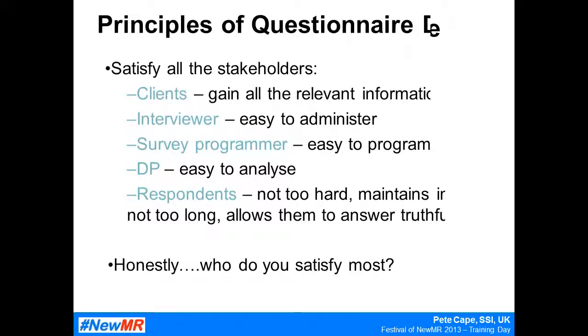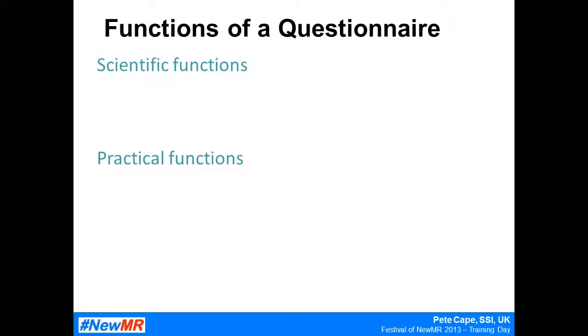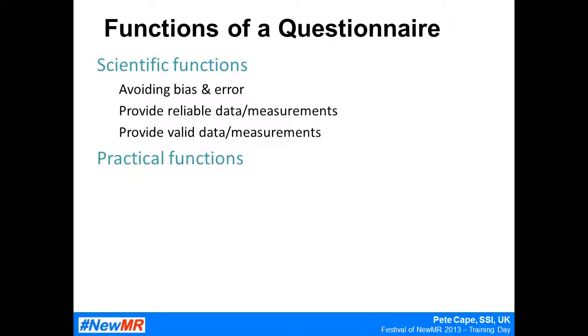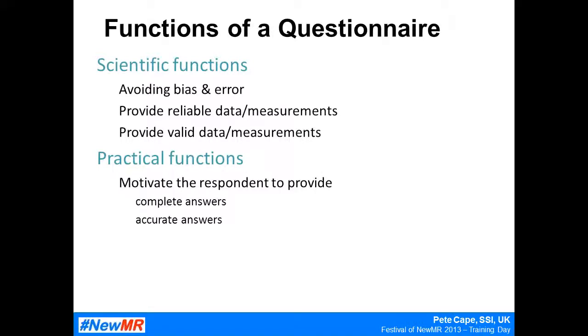Now, in the spirit of stealing from others' work, this is from Worcester and Downham, published by SMR back in 1984. The questionnaire has to fulfill a number of functions, and we can usefully divide that into scientific and practical. On the scientific side, we need to guard against bias and error in order to provide measurements that are both reliable and valid. I'm not going to get into discussion on these now, but I would urge anyone listening who's unfamiliar with these terms, reliability and validity, to make themselves familiar with them as soon as possible.